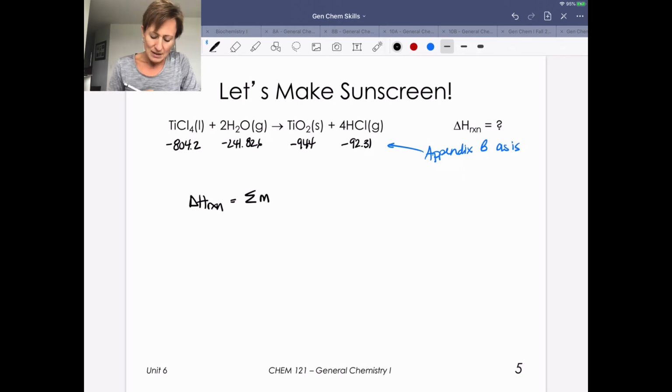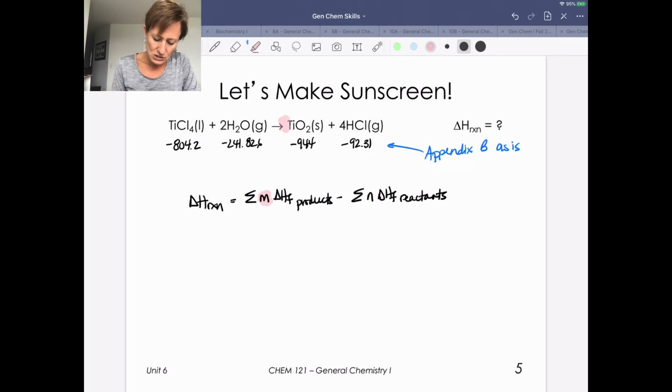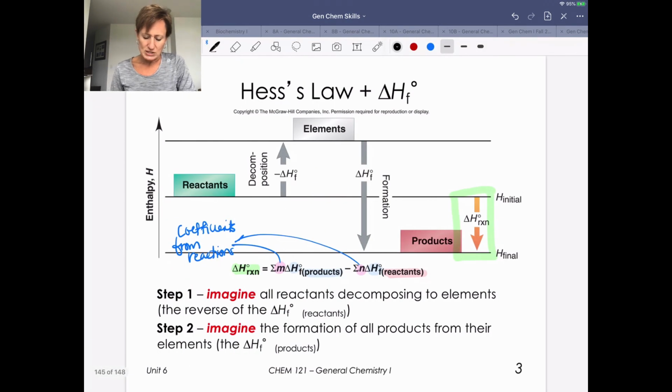So I'm going to take, and this M is going to stand for coefficients. You're going to see how this is going to come into play in just a second here, times delta H of formation for any of my products minus the sum of the delta H of formation for any of my reactant species. So highlighting here, these represent coefficients. Coefficients for my products are going to be a 1 and a 4. Coefficients for my reactants are going to be a 1 and a 2. So I have to make sure that I use those values. So what we're going to really be thinking about here, and I should have highlighted this over here. Let me slip back just here for a second.